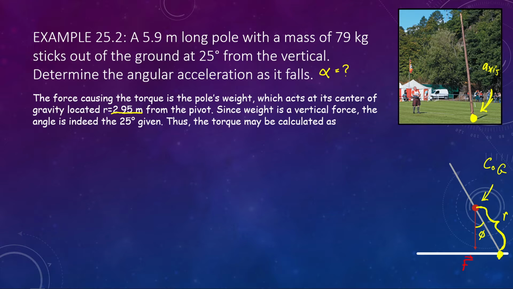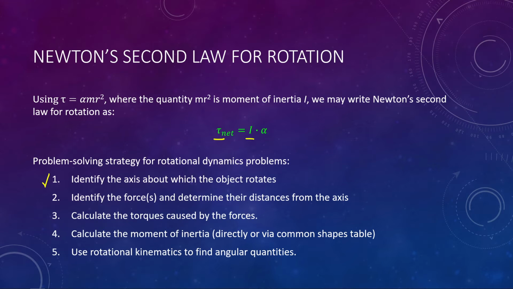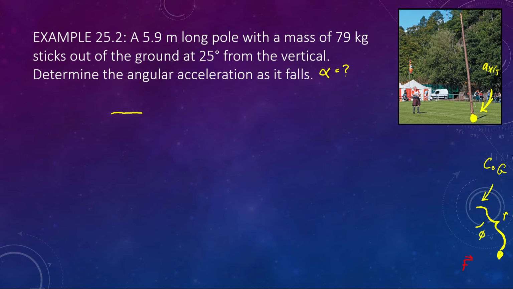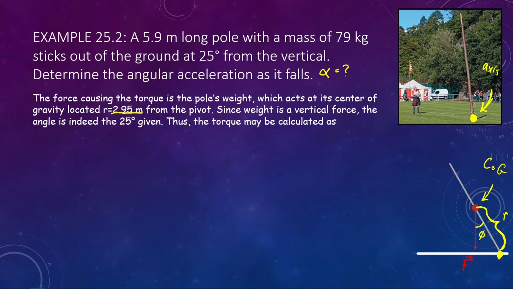And then the angle phi, if you recall our discussion of torque from our last lecture, is the angle between the radial line and the direction of the force. So we are ready to actually solve for the torque. We just completed step 2 of our problem-solving strategy. Step 3, calculate the torque. Let's do that. We know by definition, torque is given by R F sine phi.